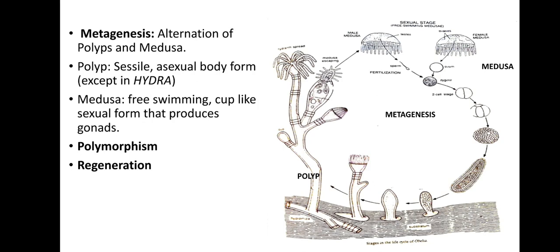It is cylindrical and it is attached. It reproduces by buds, or it might also give rise to medusa. On the other hand, medusoid forms are umbrella-like. These are free swimming forms. These medusoid forms produce gonads containing gametes, and reproduction in them is sexual. So in one generation it is asexual, in another generation it is sexual reproduction.